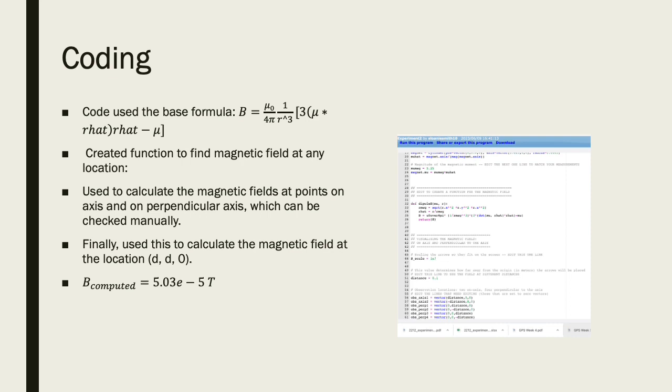First, we created a function to find the magnetic field at any location. Then, we used that function to calculate magnetic fields at points on the axis and on the perpendicular axis, which could be checked manually. Finally, we used the function to calculate the magnetic field at the location D, D, 0, which is an x location of D and a y location of D, and a 0 in the z direction. The computed magnitude of the field was 5.03 times 10 to the negative 5th Tesla. In the coding picture, you can see the written code for how to find the magnetic field at any location.